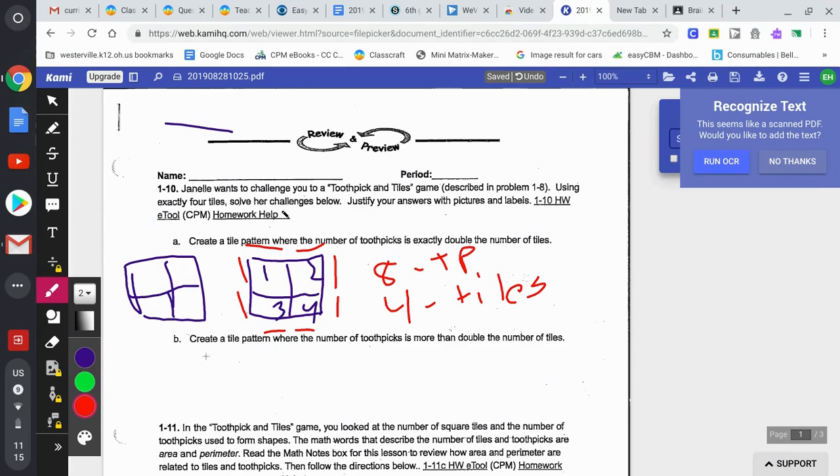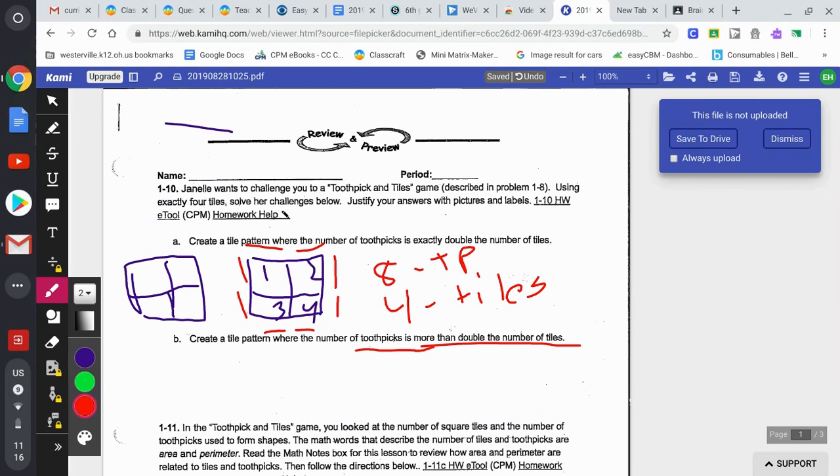So looking into the next one, you'll have to create a tile pattern where the number of toothpicks is more than double the number of tiles. So again, your toothpicks will have to more than double your tiles. So it's going to have to be over a perimeter of 8. So I'm going to let you try to do that, and we'll move on to the next question.